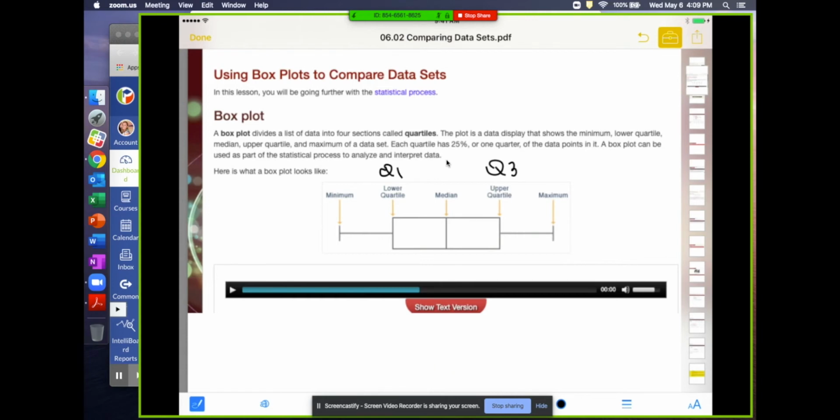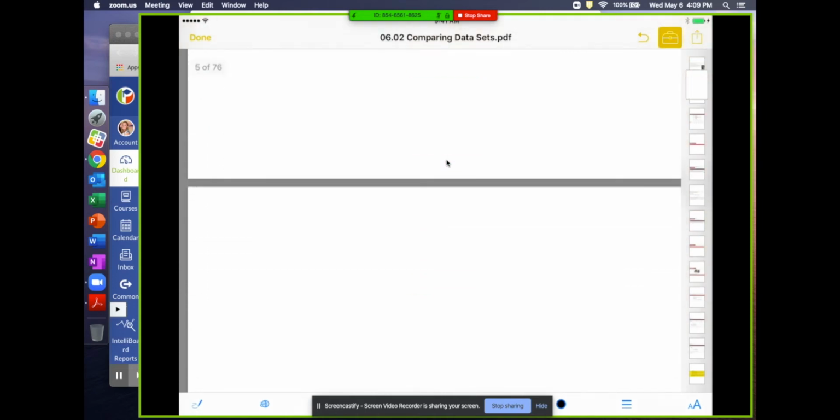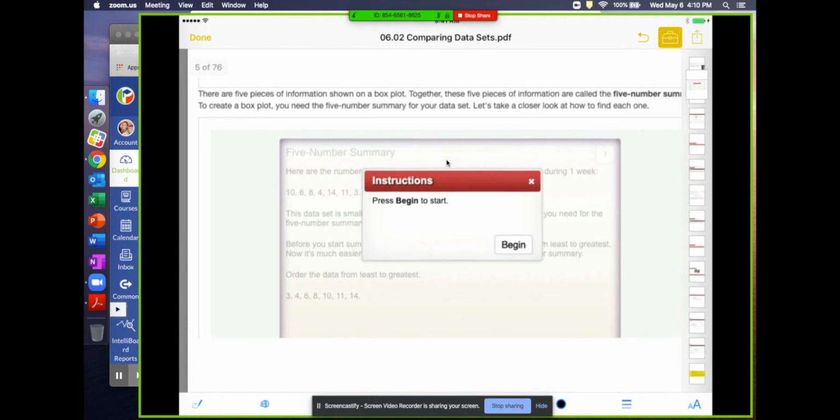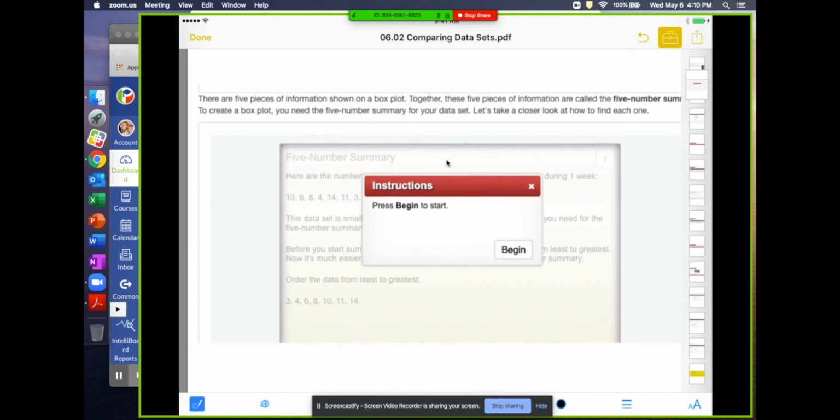The lower quartile we call Q1 or quartile 1. The upper quartile we call Q3 or quartile 3. As you can see in each of these sections of the box plot, we have 25%, which add up to the total data, which would be 100%. There are 5 pieces of information shown on the box plot. Together, these 5 pieces of information create the box plot. We call that the 5-number summary.